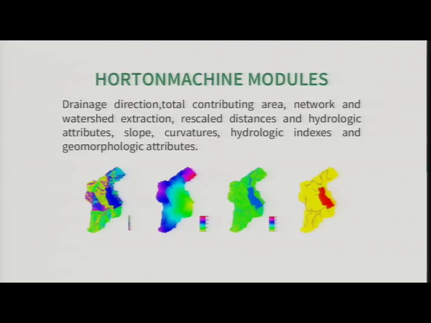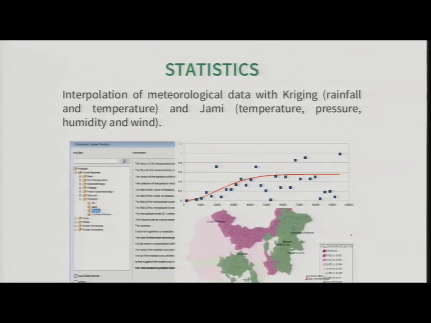So the Horton machine modules are, if you are in hydrology, geomorphology, something you've heard 1,000 times: drainage direction, pit filling, total contributing area, extraction of the network, extraction of the watershed, curvature, slope, everything you need to identify through hydrological and geomorphological attributes your basin. Then you have some statistical tools.